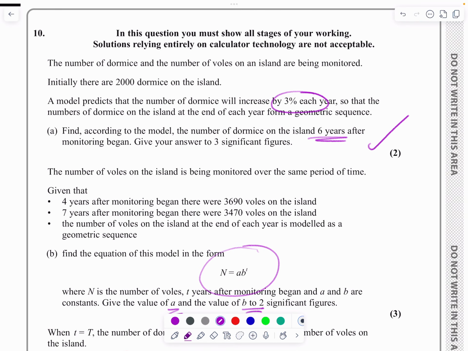Okay, not too bad for a last question on a P2 paper. Hopefully that all makes sense to everybody.